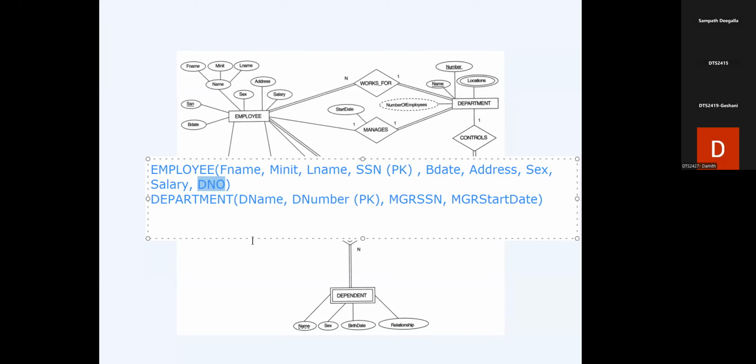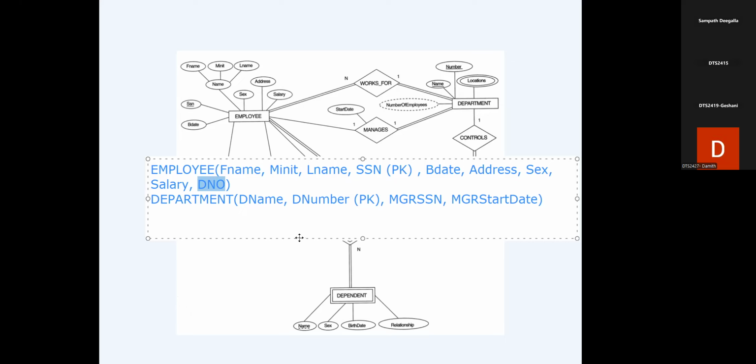And remember, when you have one-to-many, there are two possibilities again. Like in the previous case, you can have the foreign key approach, which we have discussed here: put the department number in the employee side. But then you can have a separate relation if you want.